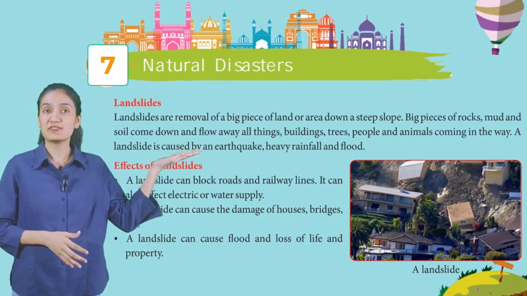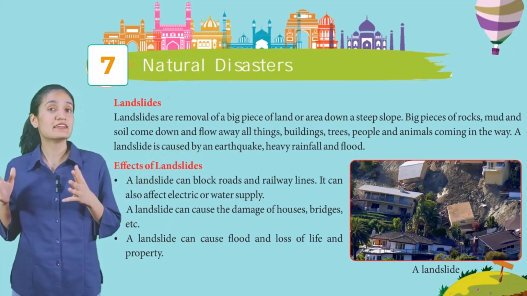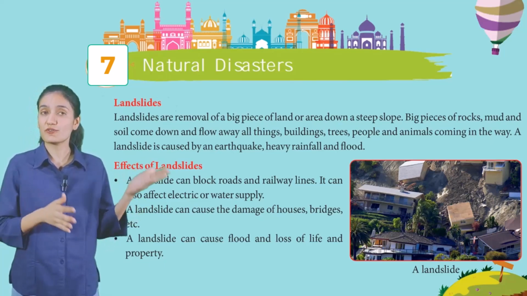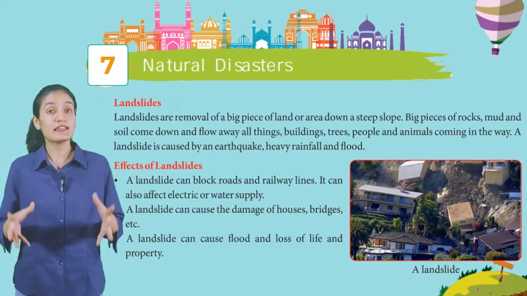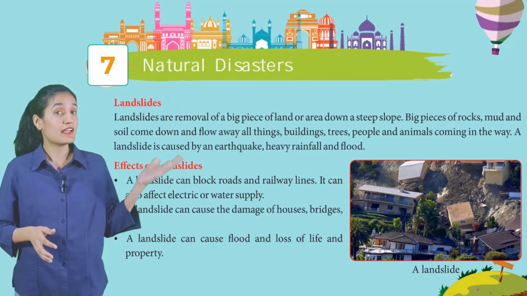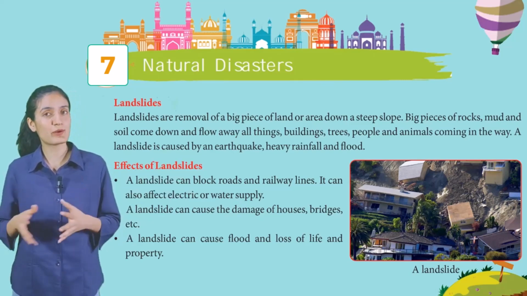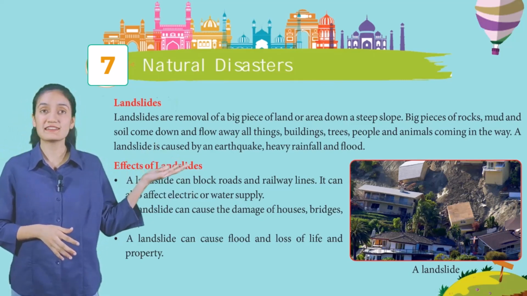Now, effects of landslides. A landslide can block roads and railway lines. It can also affect electric or water supply. A landslide can cause the damage of houses, bridges, etc. A landslide can cause flood and loss of life and property. You can see a landslide.